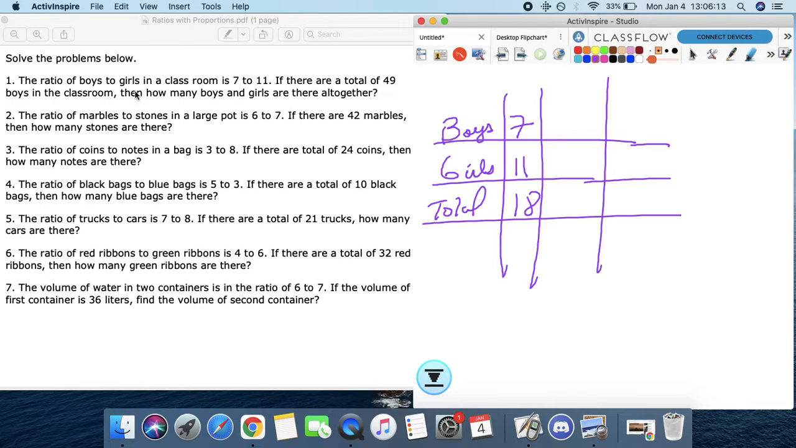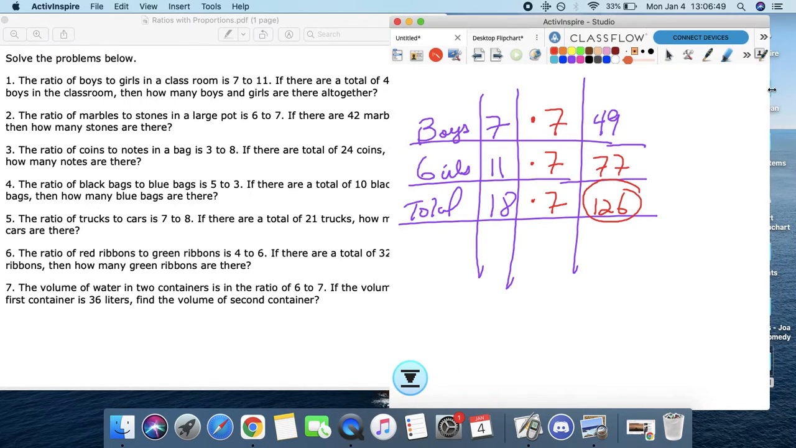What are they saying here? If there are 49 boys, so the number of boys went up to 49, how many girls, how many total? So again, what's our multiplier here? Well, 7 times 7. So it's going to be times 7. 11 times 7 is 77. 18 times 7 is 126. You can add 49 plus 77, you get 126, or 18 times 7, 126. So what's the question? How many boys and girls are there all together? Here's our answer, 126.